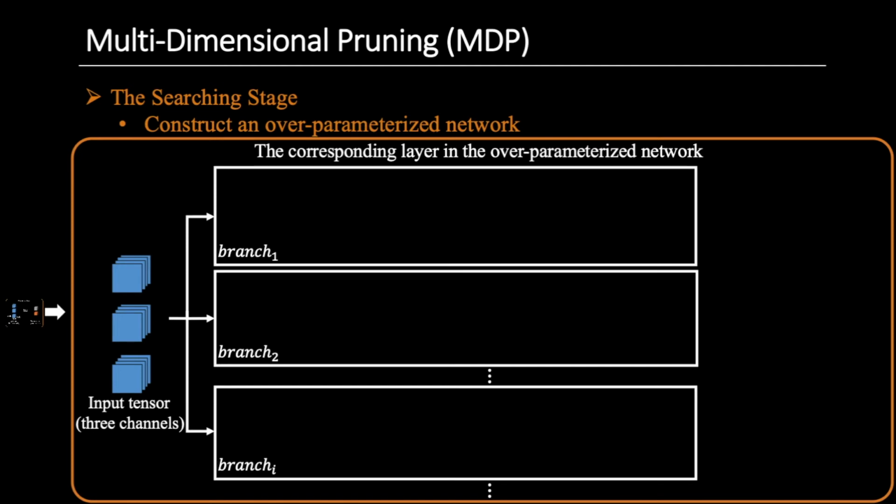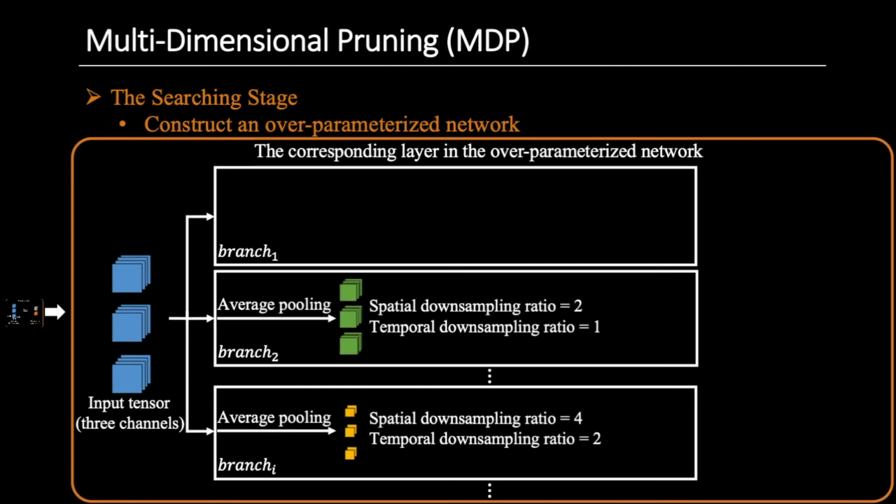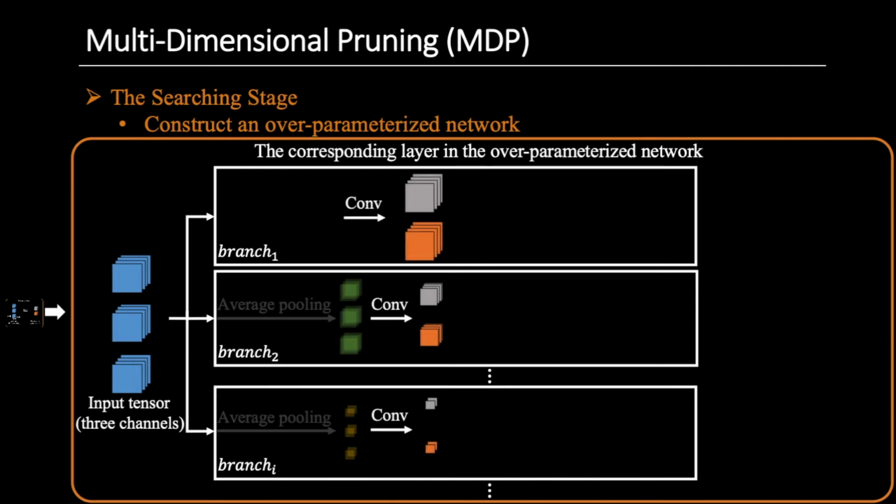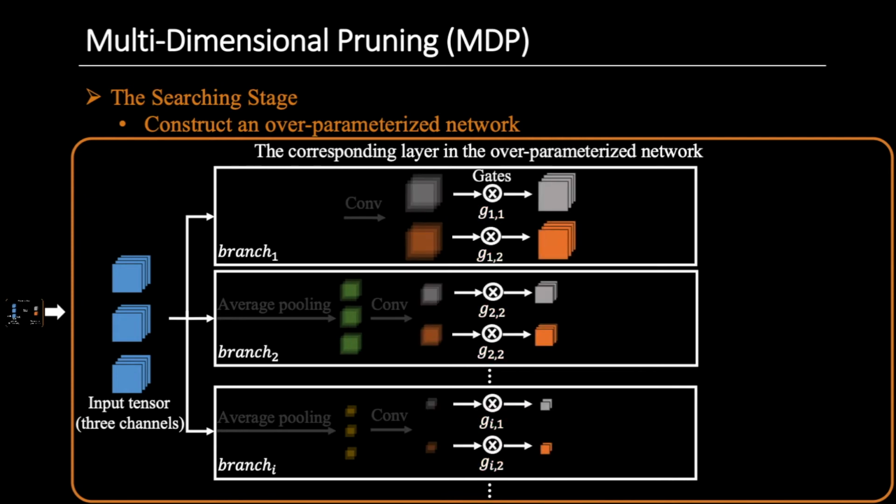In each branch, we firstly average pool the input tensor along both the spatial and temporal dimensions. Different branches have different downsampling ratios. There is no average pooling operation in the first branch because we use the downsampling ratio of 1 along both the spatial and temporal dimensions. Then we perform the convolution operation on the downsampled tensors. We use a gate to scale each channel. These gate values indicate the importance of channels and will be used for channel pruning later.